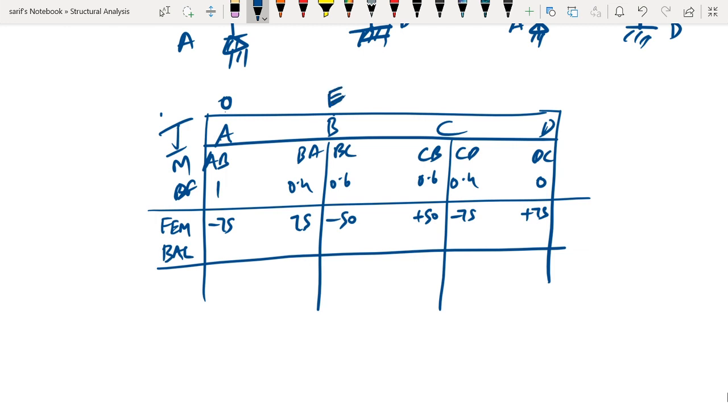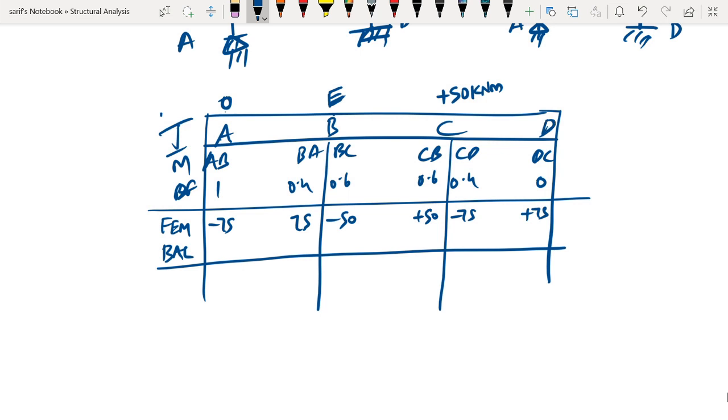Now when it comes to C, we know that C is having a concentrated moment acting at the point. The effect of the overhang is a concentrated moment acting at C, and that concentrated moment is a clockwise 50 kilonewton meter, that is a plus 50 kilonewton meter is the net moment that is acting at the point C. Now D is a fixed end, so we don't have to do anything.